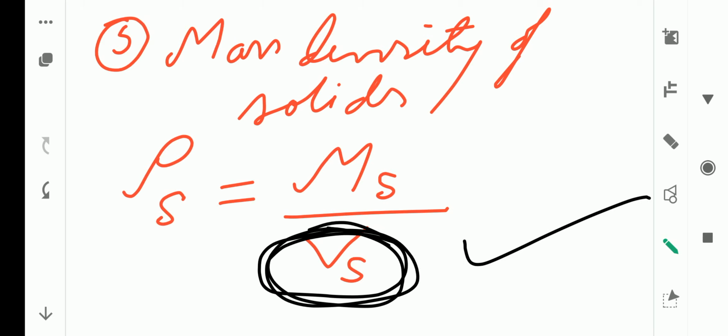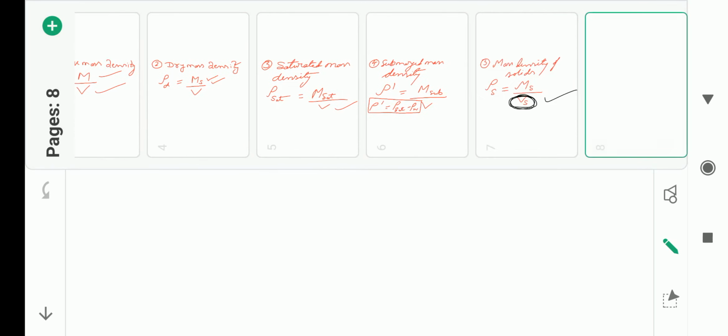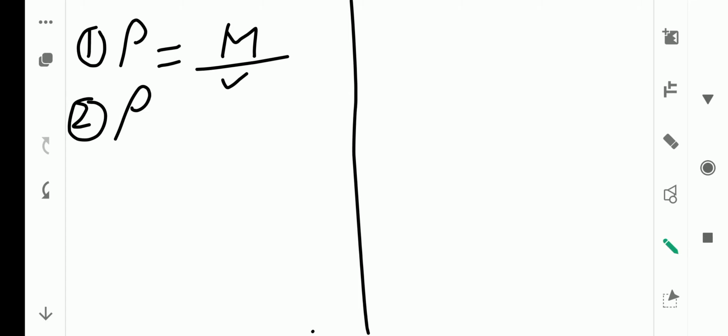Now, what we have seen here is this. Number 1, bulk density is equal to total mass by total volume. Number 2, dry density is equal to mass of dry soil. But what is the meaning of mass of dry soil? Mass of dry soil means mass of air plus mass of solids, as there is no water, but mass of air is negligible, hence mass of solids by total volume.